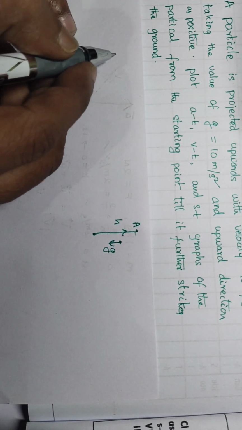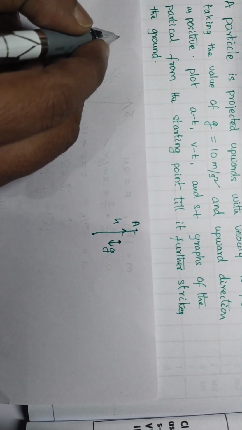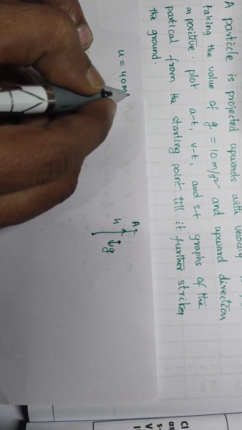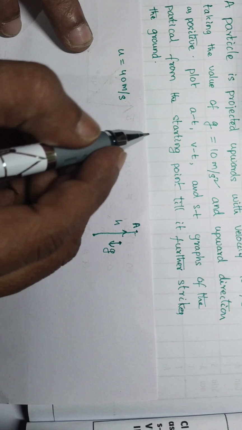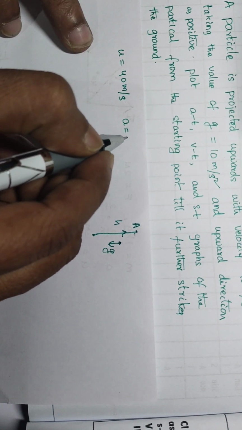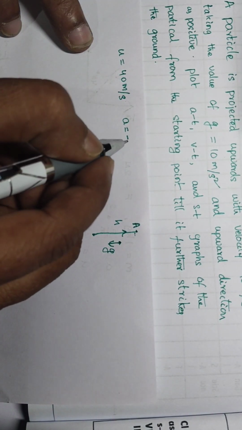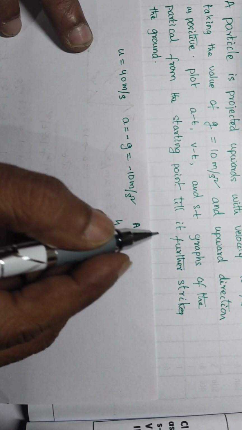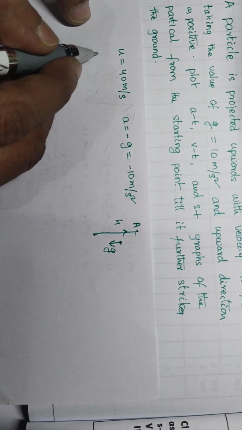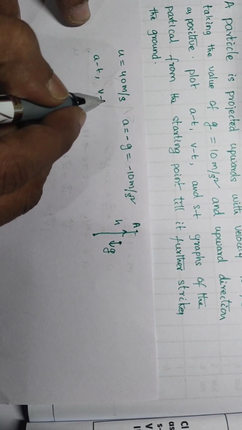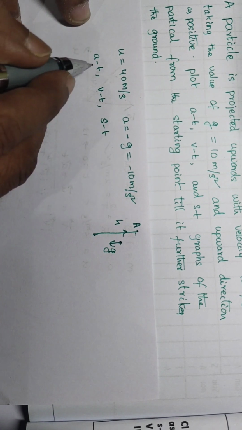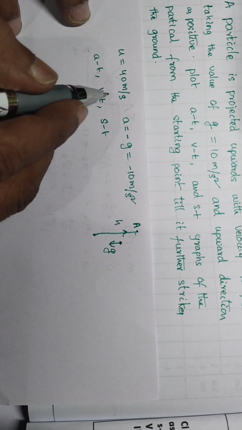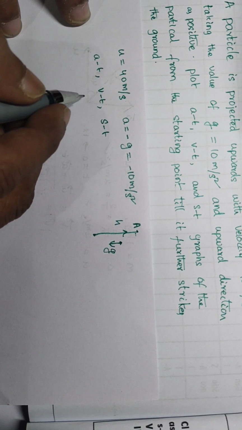So here the initial velocity is given. We are going to write the initial velocity u is equal to 40 meters per second, and taking the acceleration a is equal to minus g, upward direction, so minus g is equal to minus 10 meters per second square. And he is asking the AT graph, VT graph and ST graph. For all these three graphs, there is a time t, so we have to find the value of time t.